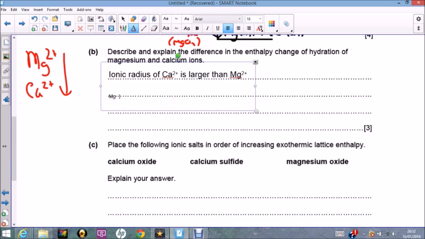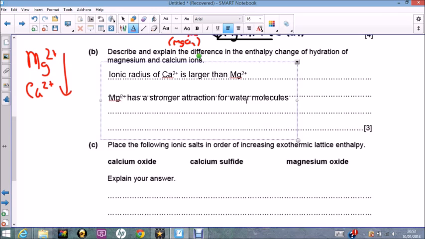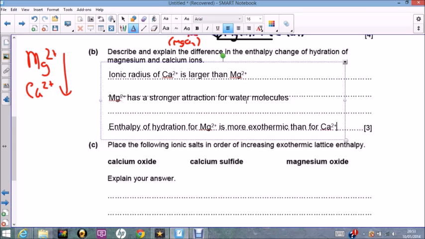Second thing that we're going to say is, okay, so because magnesium 2+ is smaller, that means it's got a greater charge density and it is more attractive towards water molecules. That's going to be my second mark. And the final mark will be for saying, okay, so if it's got a stronger attraction for water molecules, it's going to have a more exothermic enthalpy of hydration, and they are my 3 marking points.